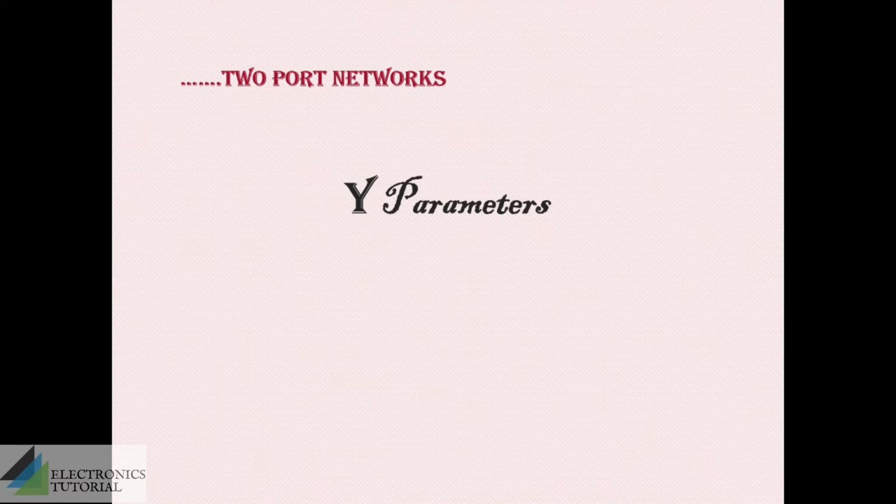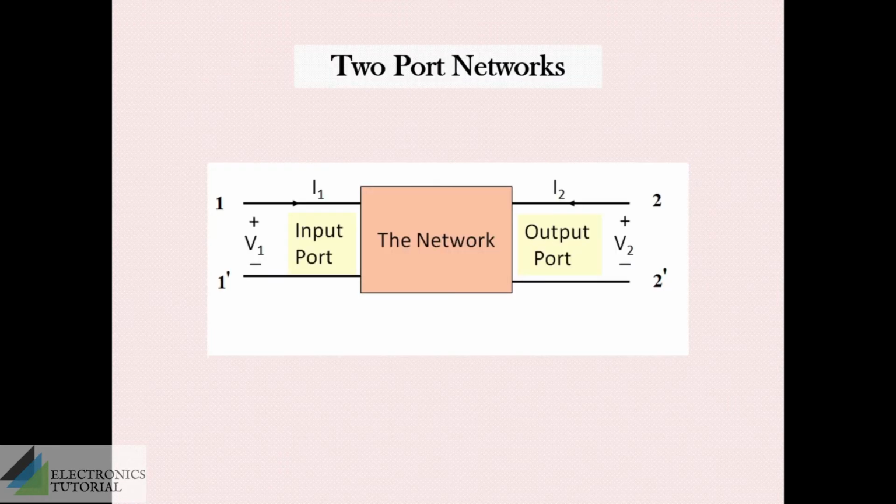Hi, the topic that we are going to discuss today is Y parameters. We have already studied what is a two-port network. A two-port network consists of two ports. The first one shown here is the input port, between these two terminals, 1 and 1 dash, and another port is also here, denoted as 2 and 2 dash.